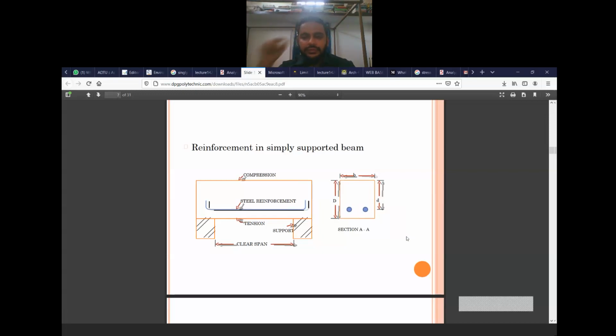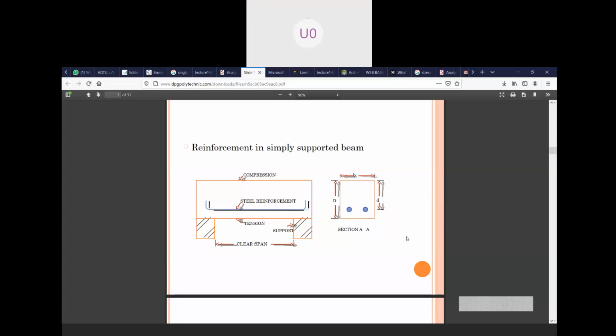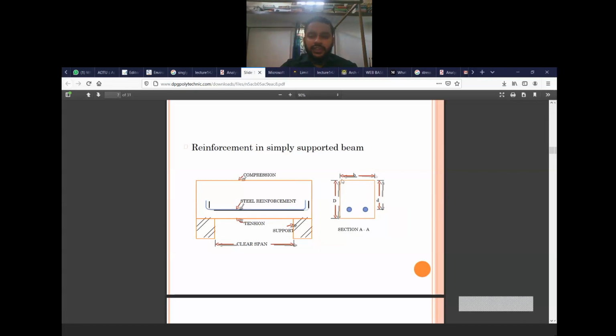Distance between the top layer and the part where reinforcement is provided. Yes, it is the distance from the topmost layer to the center of the reinforcement. It is the distance from the top to the center of the reinforcement. And this small d is known as, can you tell me the name?